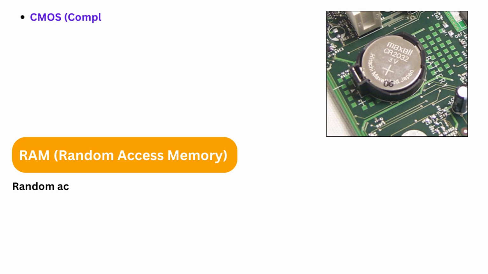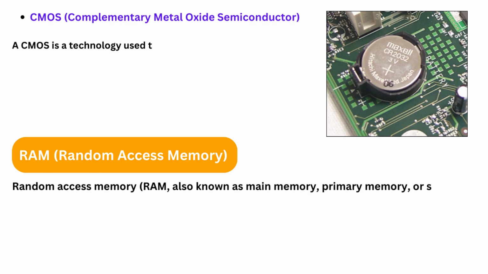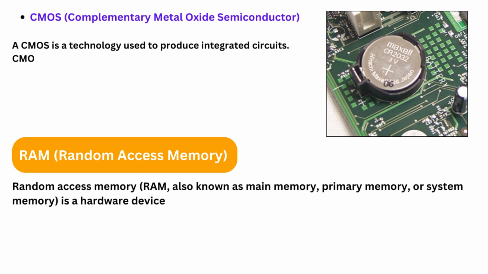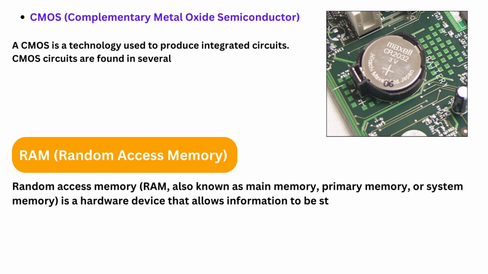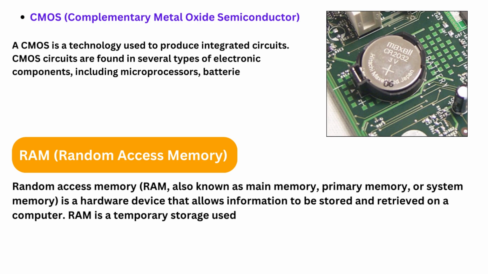CMOS, Complementary Metal Oxide Semiconductor. CMOS is a technology used to produce integrated circuits. CMOS circuits are found in several types of electronic components, including microprocessors, batteries, and digital camera image sensors. The specific settings used by the BIOS are stored in the CMOS chip, whose contents are maintained by a small battery on the motherboard.